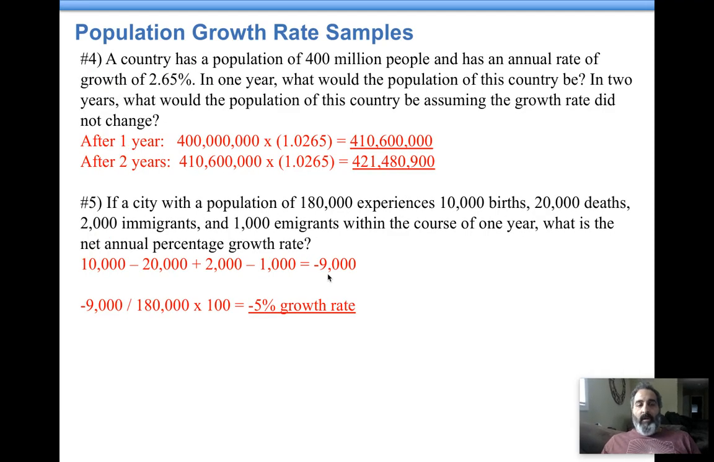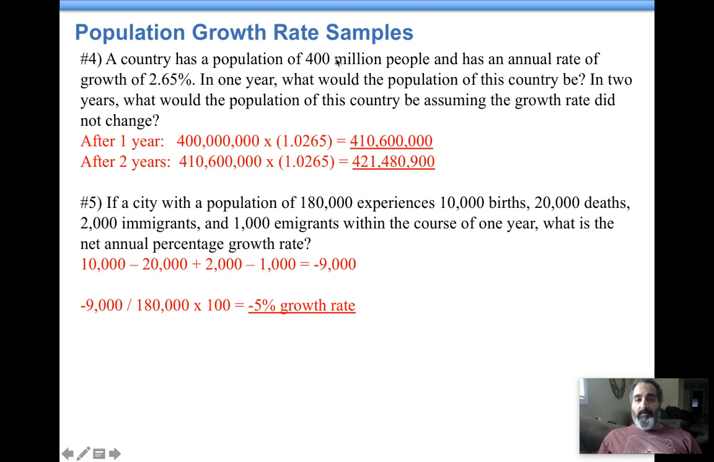Number four, a country has a population of 400 million people and has an annual rate of growth of 2.65%. In 1 year, what would the population of this country be? In 2 years, what would the population of this country be, assuming the growth rate did not change? All right, so let's do the first one. These you just throw into your calculator. Yes, on the AP test, you'll get to use a calculator.